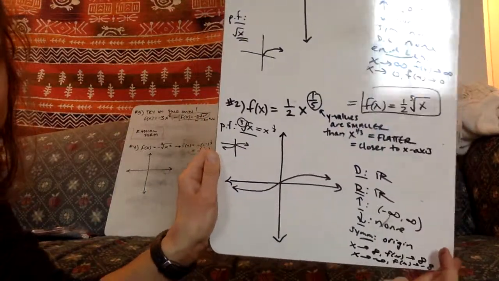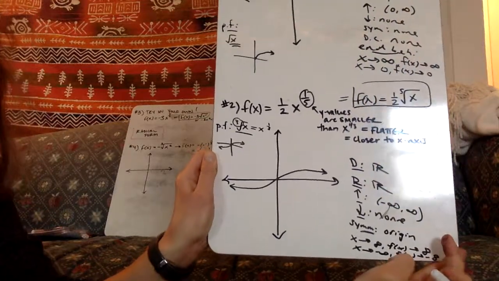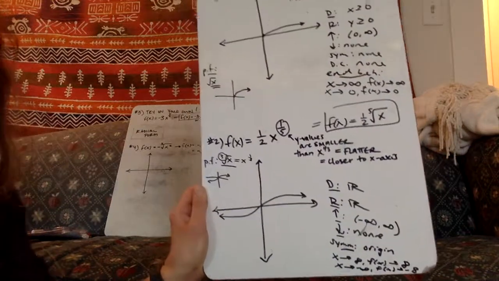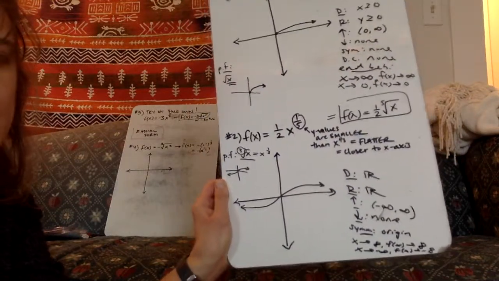And again, I don't want you to find intercepts or anything like that. We're just sketching and getting comfortable with drawing these rational exponent graphs.